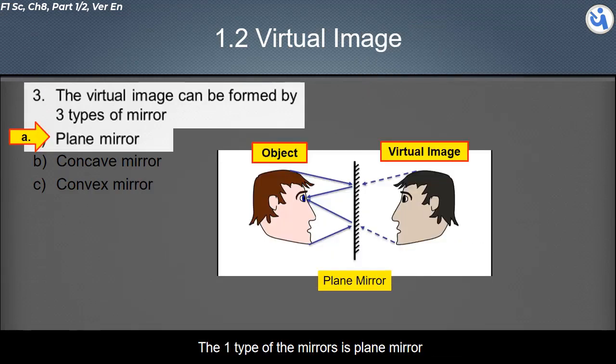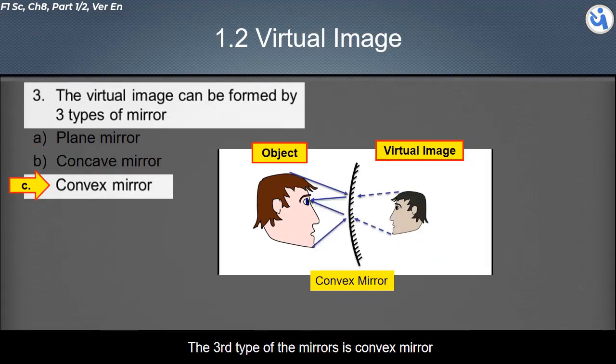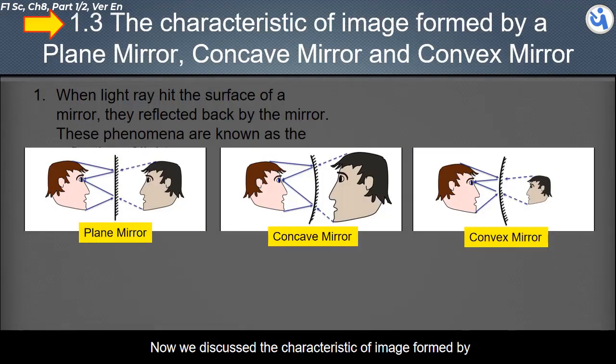The first type of mirror is the plane mirror. The second type of mirror is the concave mirror. The third type of mirror is the convex mirror. These three types of mirror will be detailed in the coming part of the lesson. Now, we discuss the characteristics of images formed by a plane mirror, concave mirror, and convex mirror.